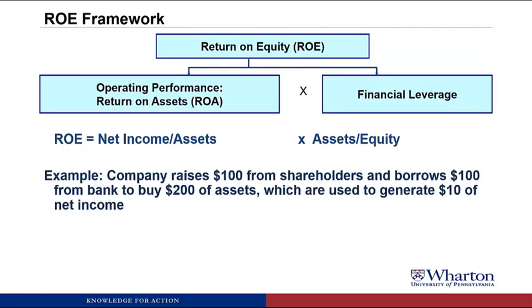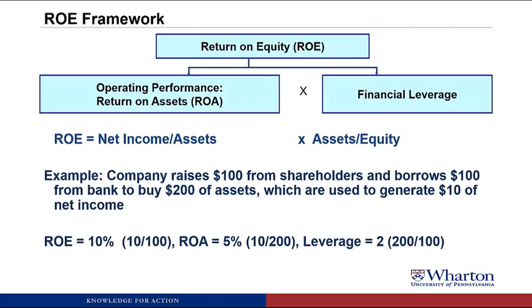Let me do a quick example. So a company raises $100 from shareholders, borrows $100 from a bank to buy $200 of assets. Those assets are then used to generate $10 of net income. So ROE in this case would be 10%, $10 of net income divided by $100 from shareholders. ROA would be 5%, $10 of net income divided by $200 of assets, and leverage would be 2, $200 of assets divided by $100 of shareholders' equity. Multiplying it together, 5% ROA times a leverage of 2 gives you an ROE of 10%.